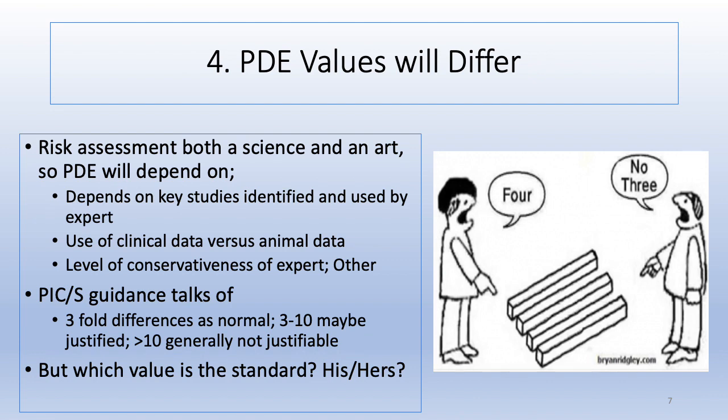So, like I said before, according to PICS guidance, they say threefold differences are normal, in that 3 to 10 may be justified, but generally anything above 10 is probably not justifiable.